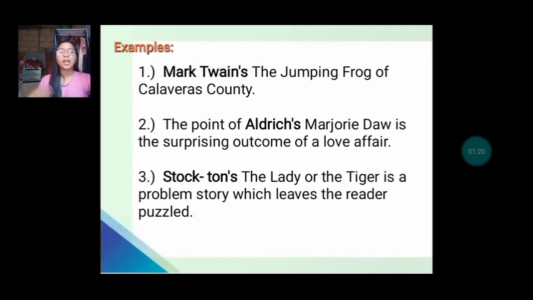So, here, Mark Twain's The Jumping Frog of Calaveras County, in which the frog cannot jump because of the shot in his belly. So when you read that short story, if you turn the frog over, it cannot jump because it was shot in its belly, but also because of its big fatness, since it is a frog. Okay, so number 2 is Aldrich's Marjorie Daw.